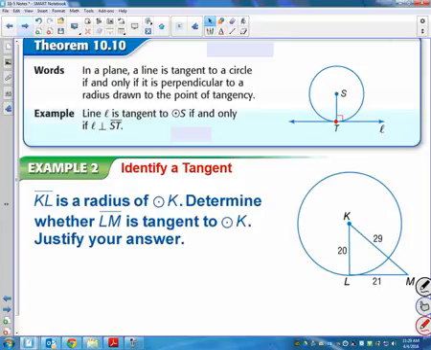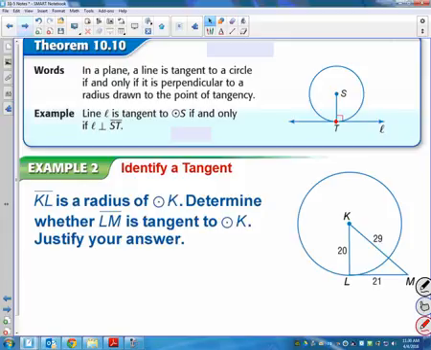They're going to ask you to determine whether a line is tangent, and they're going to ask you, if it is tangent, find the missing side. And both of them are going to be using this idea that it's perpendicular. So this example 2 says, KL is a radius of circle K. Determine whether LM is tangent to circle K. And you can't just say, yes, it looks like it only touches in one point. You can't say that to prove something.